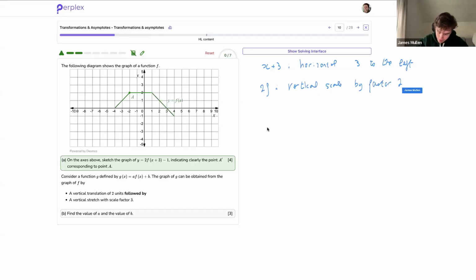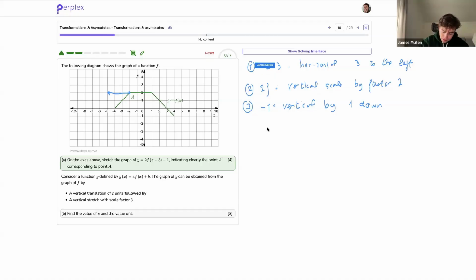And then the minus 1 at the end is a vertical shift or translation by 1 unit down. Okay? So let's start by taking A, and we're going to move it 3 units to the left, so it comes over here. That's step 1. Step 2 is to double the y value, and step 3 is to move it down.